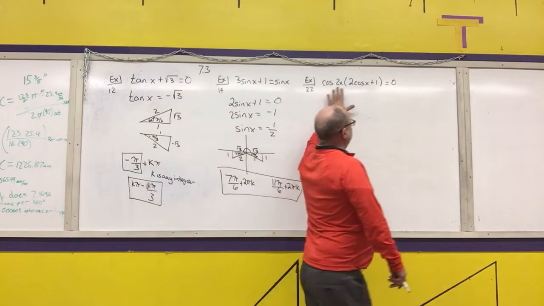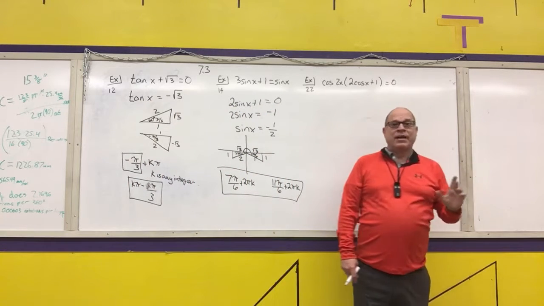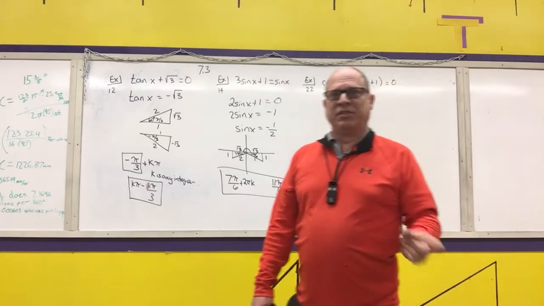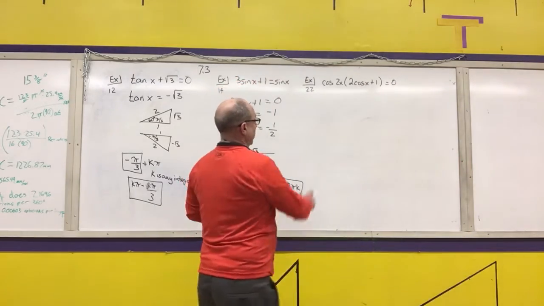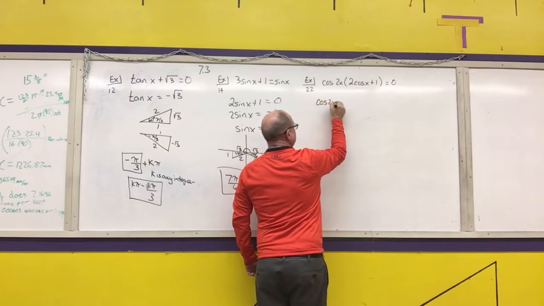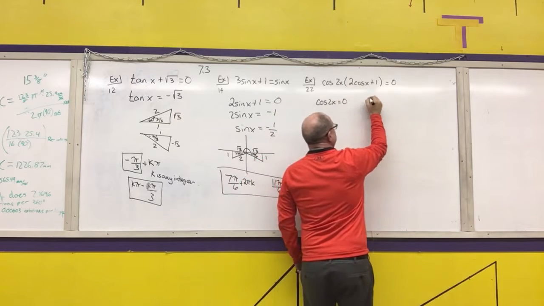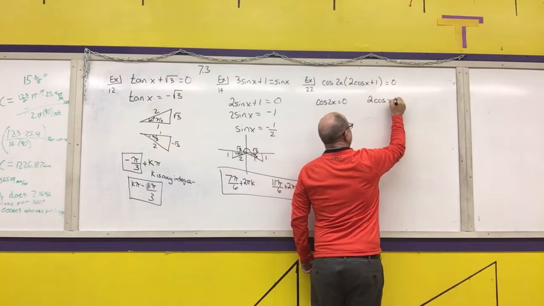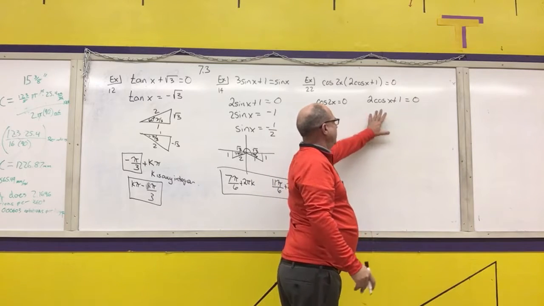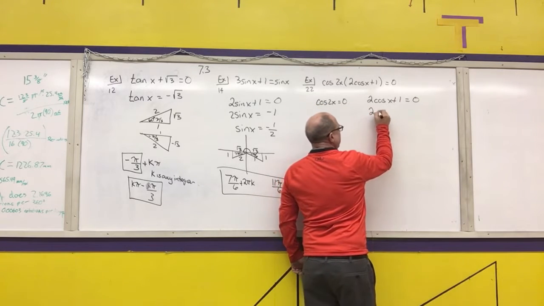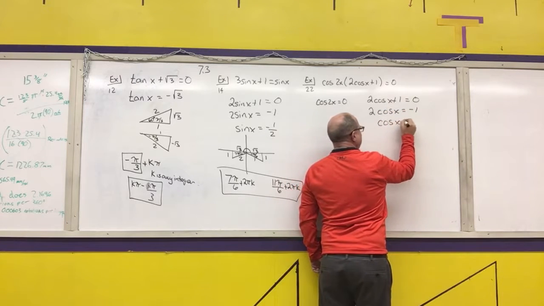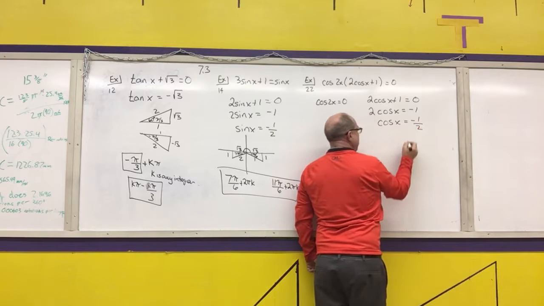Next one's already solved for 0. Okay? I have a multiplication problem that's equal to 0. So I know each of my factors is equal to 0. So, one of these is equal to 0. So I'm going to write the cosine of 2x is equal to 0. And 2 cosine x plus 1 is equal to 0. I'm going to solve the right-hand side first. So that's 2 cosine x equals negative 1. Cosine x equals negative 1/2.